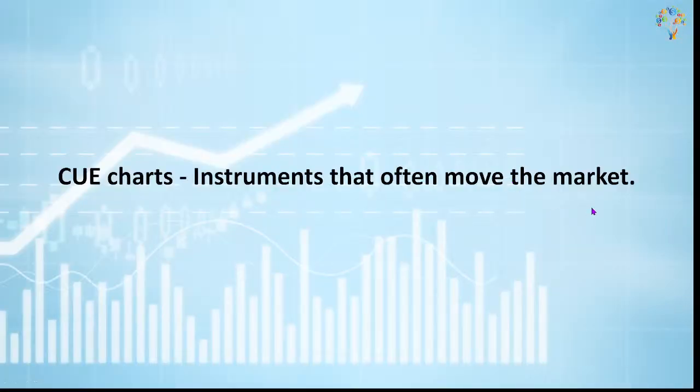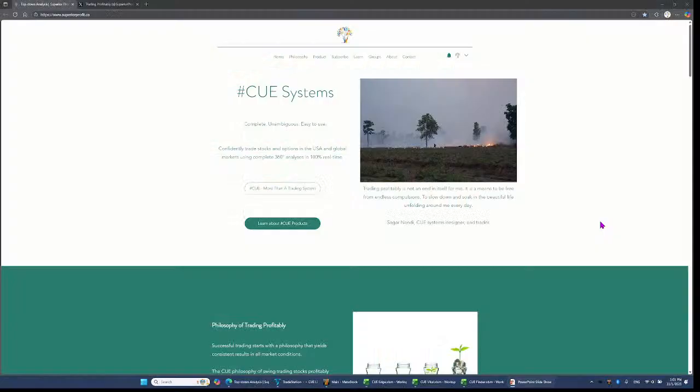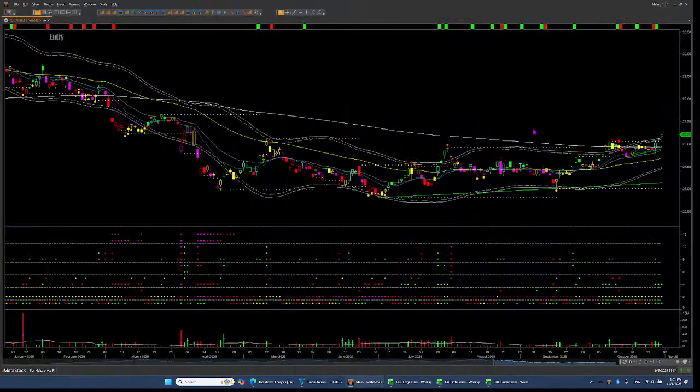We begin with instruments that often move the market. Dollar Index ETF UUP. In the last market recap, I expressed my view that UUP was likely going to hold the trend line support and go up. Exactly that happened. It went up and even Friday closed with a very bullish shape candle.